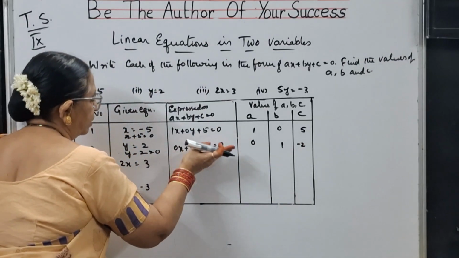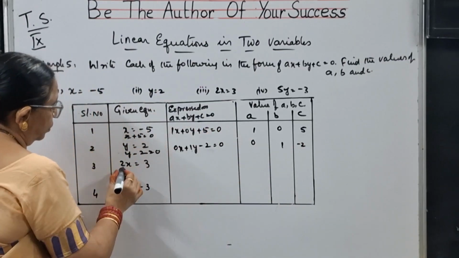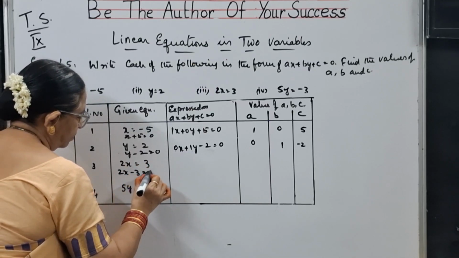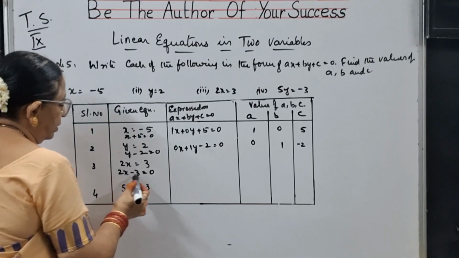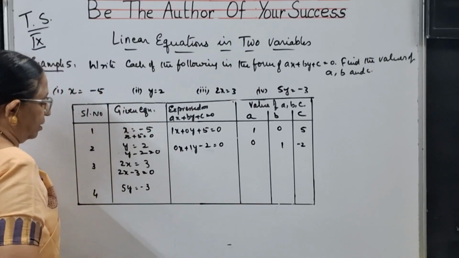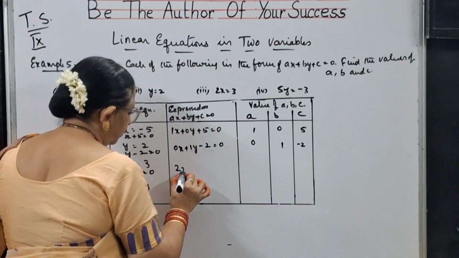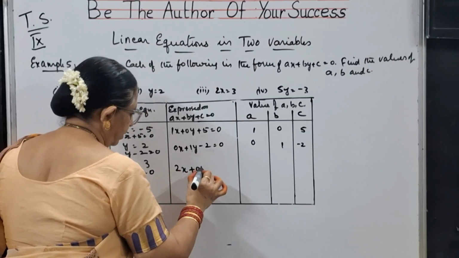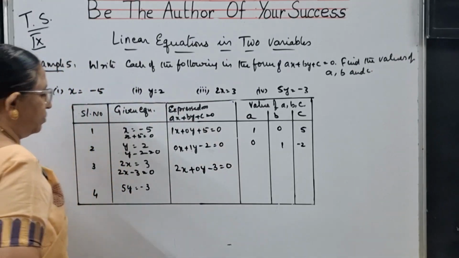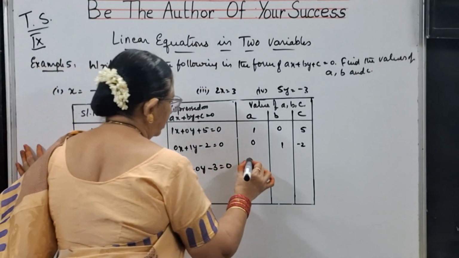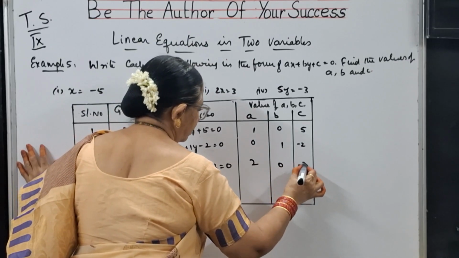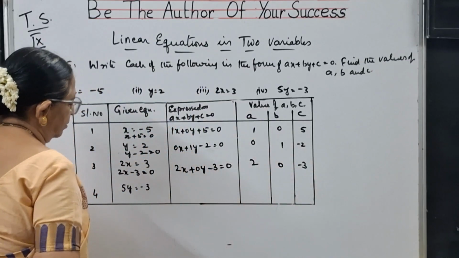So the remaining 2 they are asking us to do. 2x is equal to 3 means you can write it as 2x minus 3 is equal to 0. When you write it as 2x minus 3 is equal to 0, y is missing. So what you will be writing? 2x plus 0y minus 3 is equal to 0. This is what you are going to write. Here a is 2, b is 0 and c is minus 3.